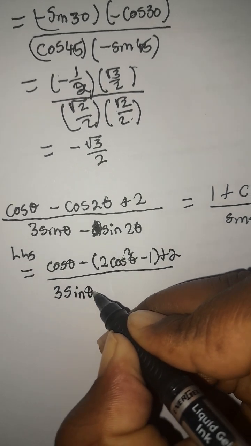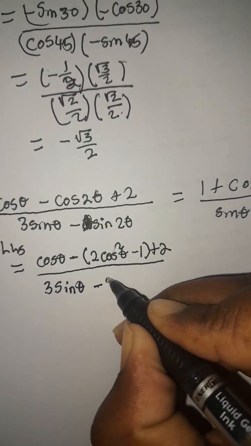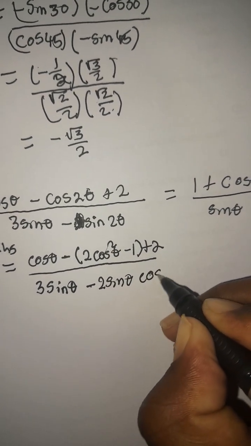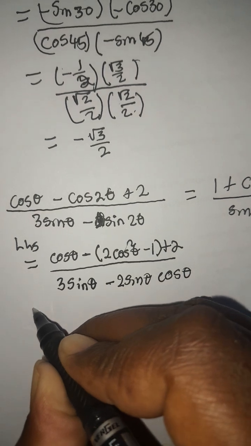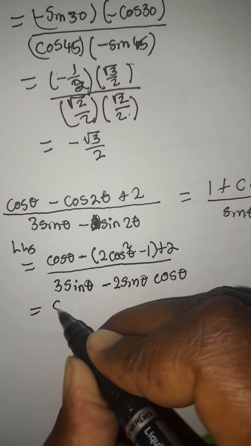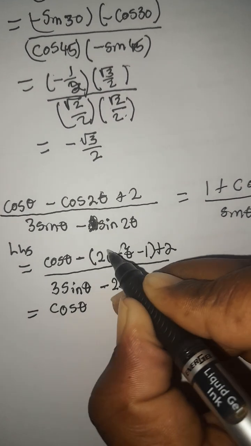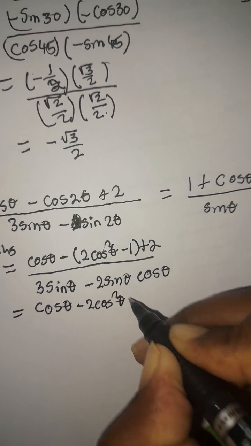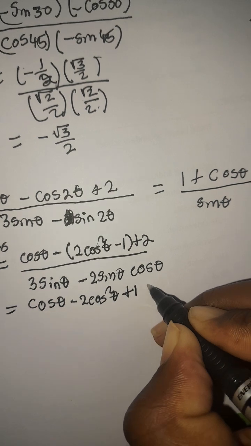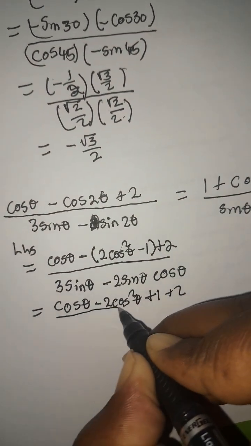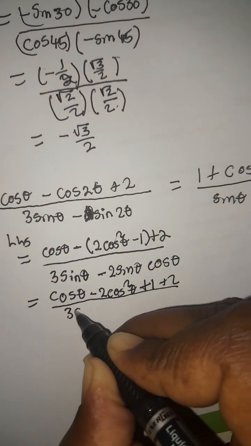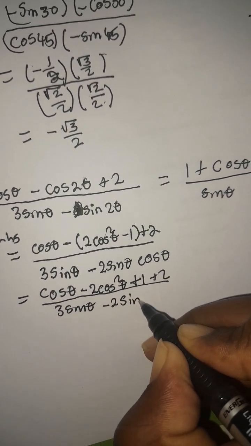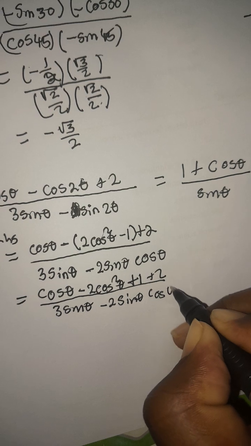So this is 3 sine theta. We can change sine 2 theta. That's a double angle for sine 2 theta, which will be 2 sine theta and cos theta. Then let's work it out. So we have cos theta. This negative affects everything. This will be negative 2 cos squared theta plus 1 plus 2, divided by 3 sine theta minus 2 sine theta and cos theta.